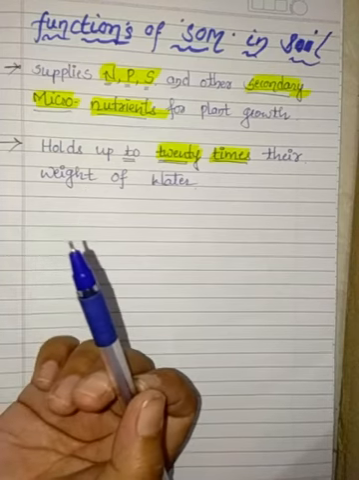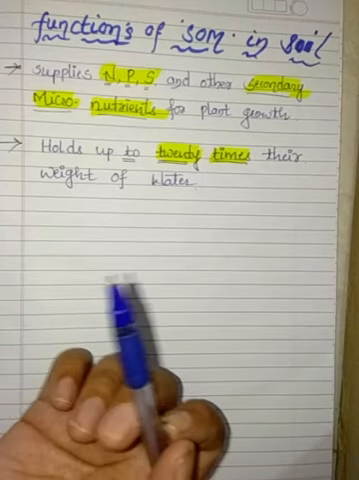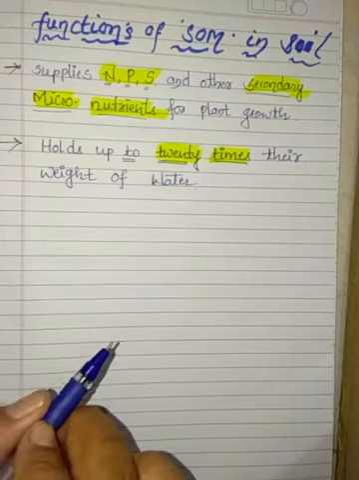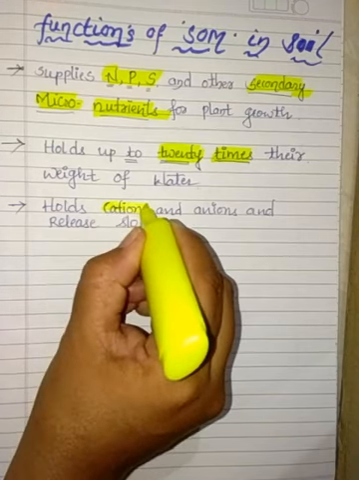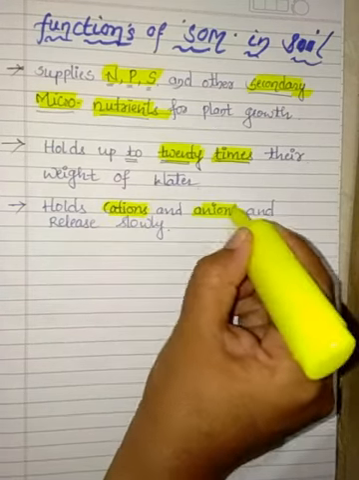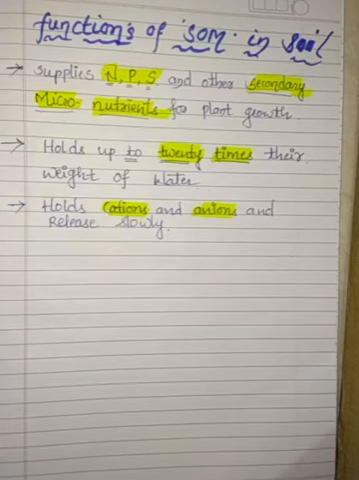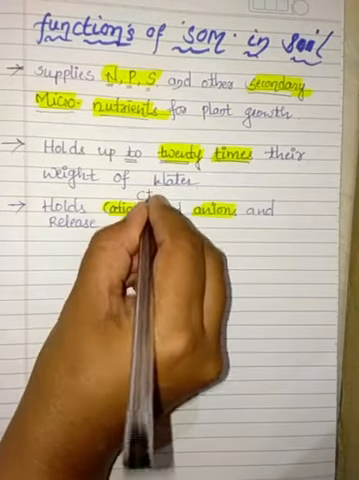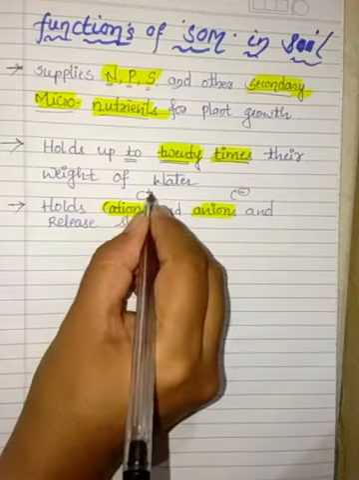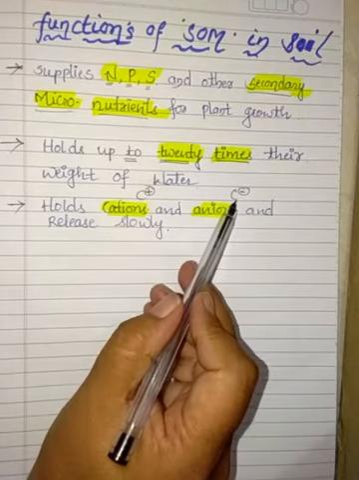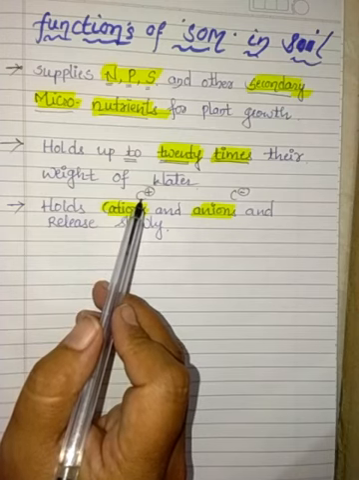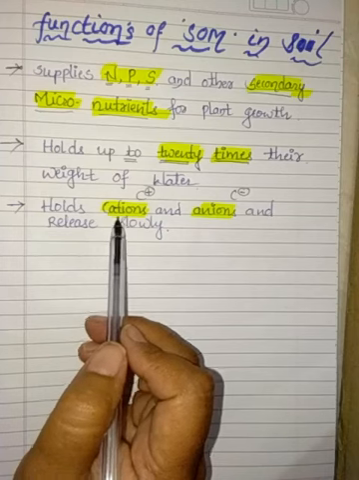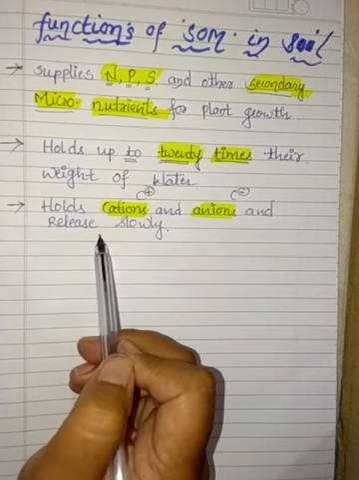Again, it holds cations and anions and releases them slowly to the tip of the root. So again, it holds cations, as we already know, cations means carbon containing positive charge, anions carbon containing negative charge. Electron rich species, electron deficient species. These are also required for the mechanism of plant growth. So it holds cations and anions and releases them slowly.